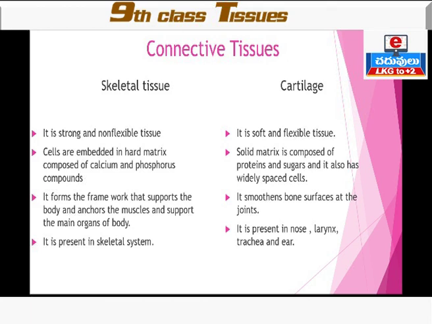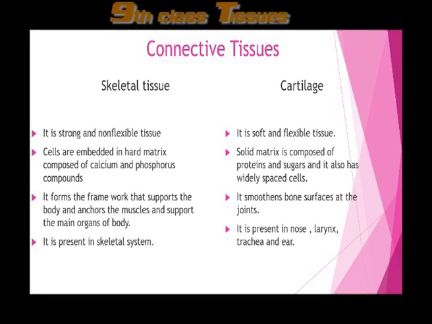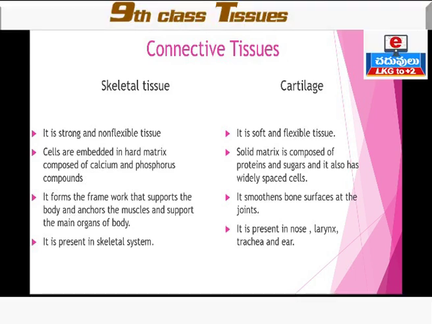Now let us look into the difference between skeletal tissue and cartilage. Skeletal tissue is strong and non-flexible tissue, but cartilage is soft and flexible tissue. In skeletal tissue, cells are embedded in a hard matrix composed of calcium and phosphorus. But in cartilage, the cells are embedded in a solid matrix composed of protein and sugars. And you can see that there is a lot of intercellular space between the cells. Intercellular space means the space between cells.